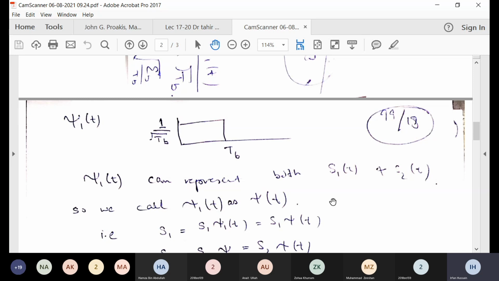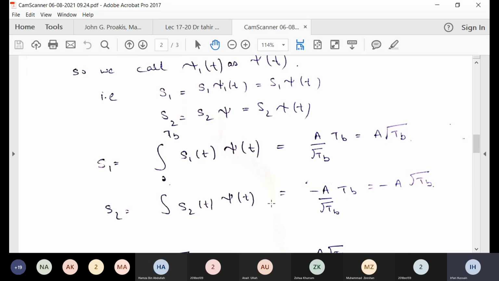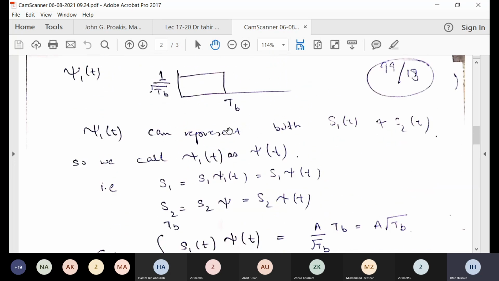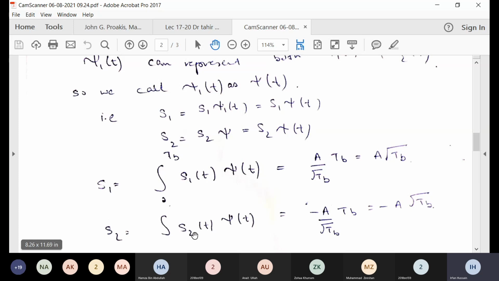So as you can see, psi1 can represent both S1 and S2. S2 is just the same psi1 multiplied by the negative. So psi1 can become the single orthonormal basis, and let us denote it by psi(t). And you can also calculate the projections of S1 and S2, which we have already discussed. S1 is the projection of S1 onto psi, S2 the projection of S2 onto psi, because one psi is enough, so you don't have to do further.